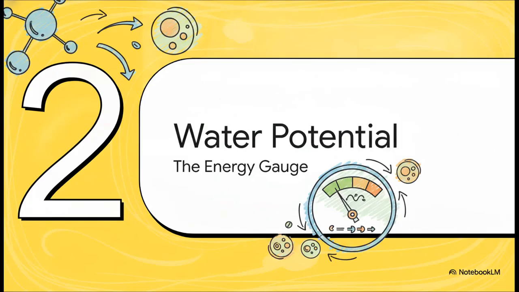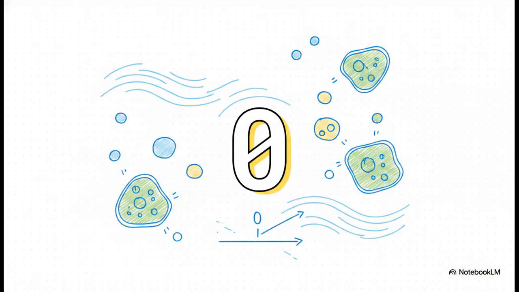Section 2. Understanding water potential. Look at that big 0. We anchor the entire concept of pure water potential at exactly 0. Why? Because pure, unadulterated water represents the absolute highest amount of free energy available for water molecules to move. Its potential to do work, to physically move, is maxed out right there at exactly 0 on our scale.